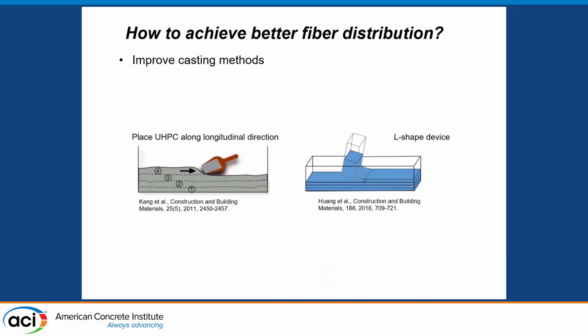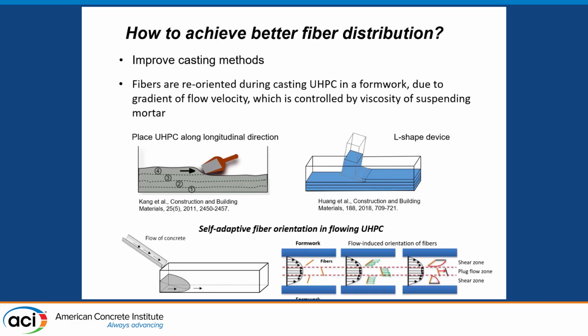So to achieve a better fiber distribution, Professor Zhang has introduced a lot of methods, and the key point is the casting. In the casting, we have to do proper casting. For non-flowable or little flowable types of UHPC, usually you will need to direct the casting layer by layer from one direction to the other, and it goes back to orient the fibers. And for very flowable or highly flowable types of UHPC, what we usually do is to have a chute.